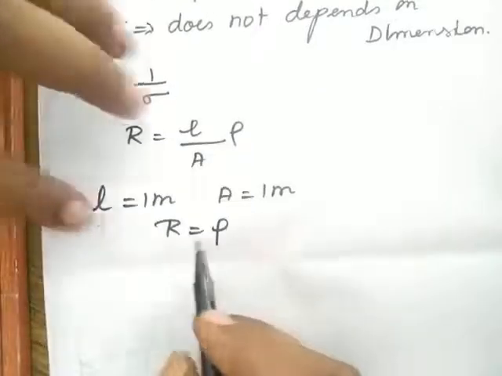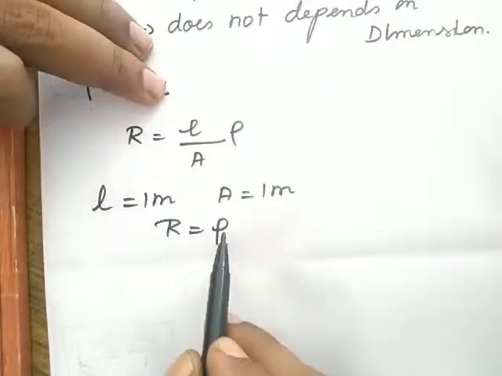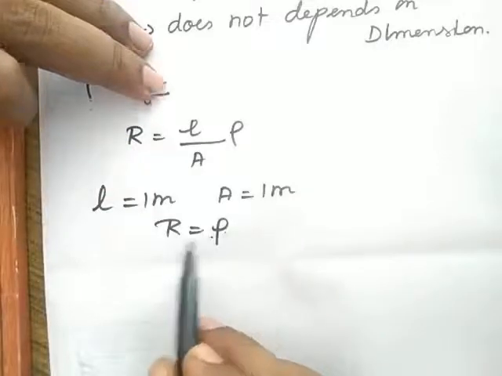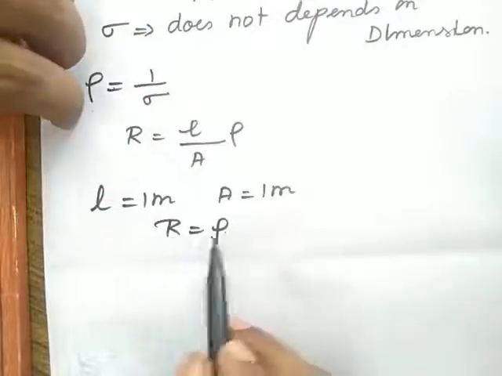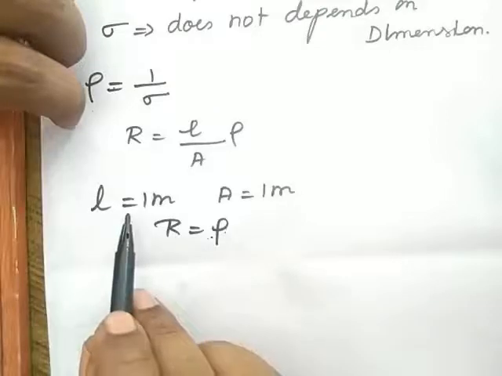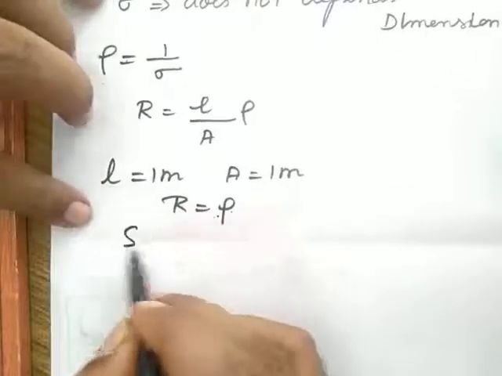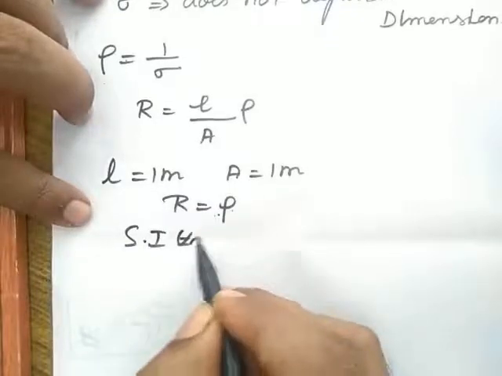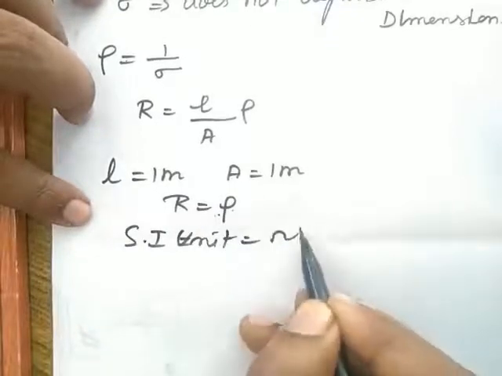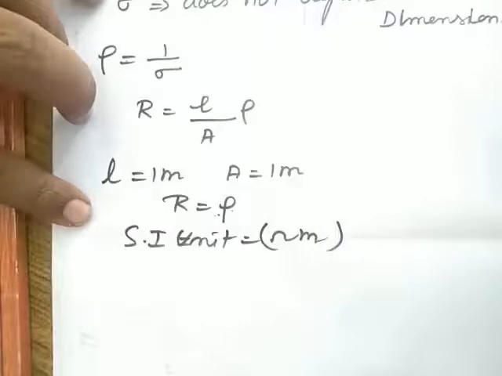We can define resistivity as the resistance offered by the conductor having unit length and unit area of cross section. The SI unit of resistivity is ohm meter.